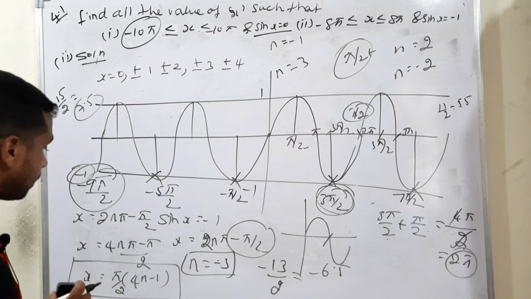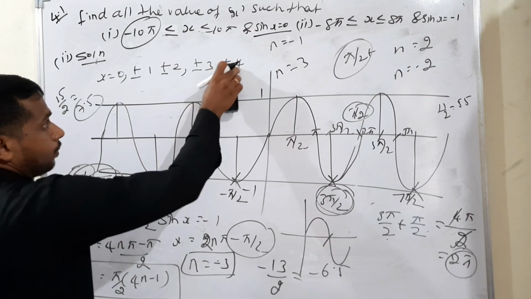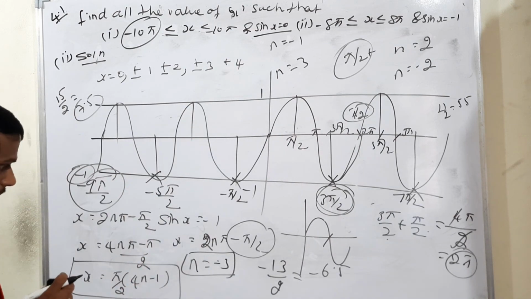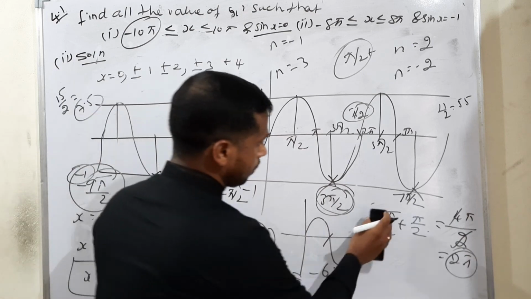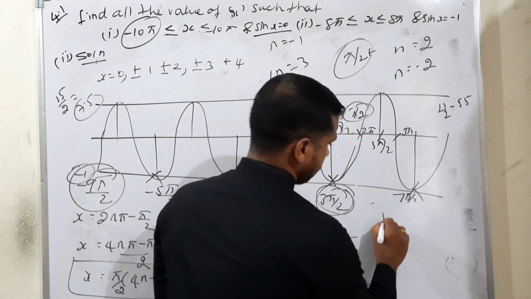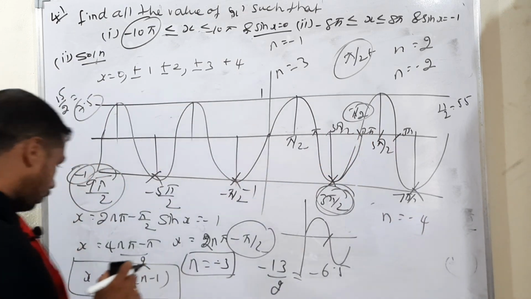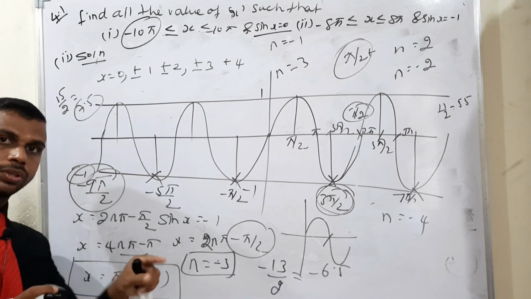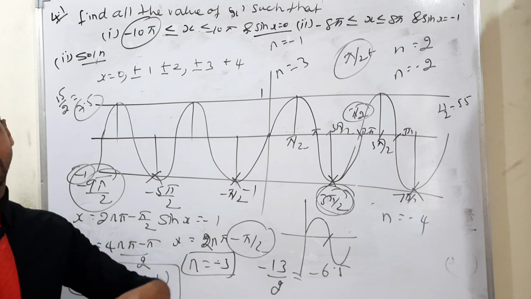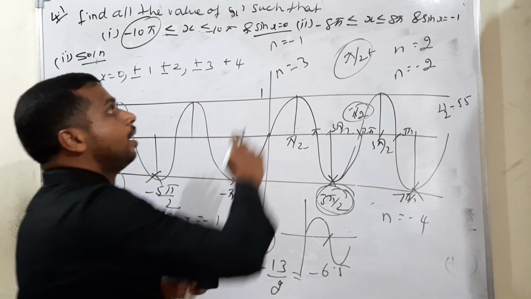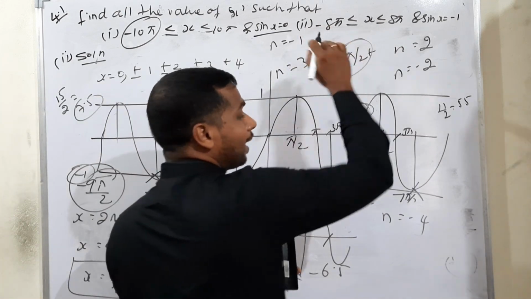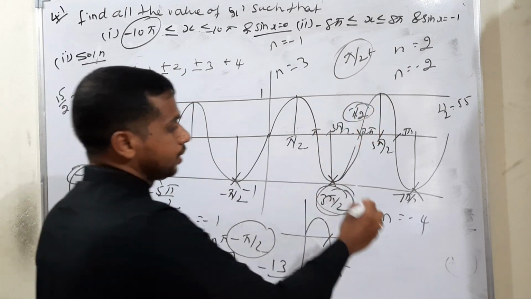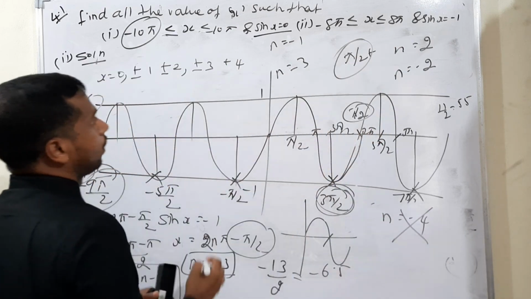But minus 4, what will happen? That's why only plus 4 is possible. Minus 4 means, n is equal to minus 4, what will happen? 4 into minus 4 is minus 16. Minus 16 minus 1 is equal to minus 17. Minus 17 divided by 2 means minus 8.5. But we have the interval only minus 8 to positive 8. So n is equal to minus 4 is not a suitable case.